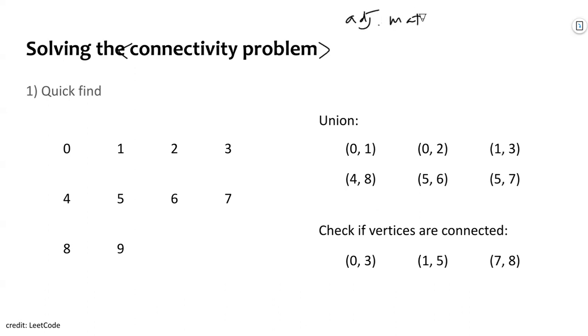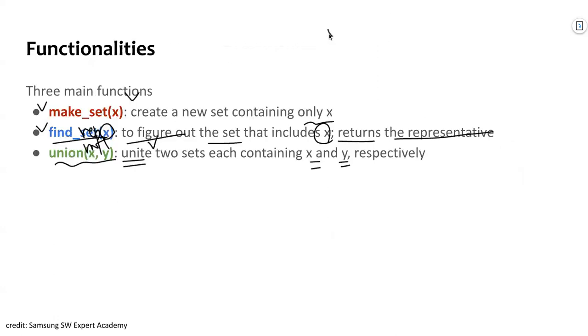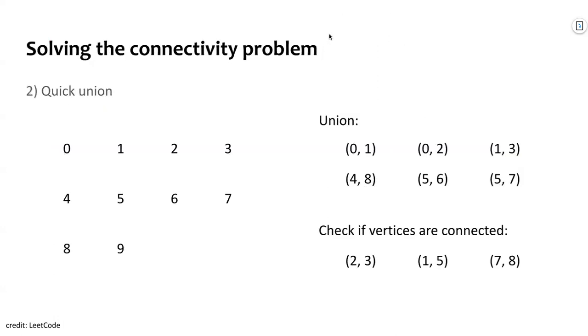Adjacency matrix or adjacency lists. However, these two representations are not good to solve the problems of connectivity. So we are introducing disjoint sets to solve the problem of connectivity. And in fact, there are two ways of implementing disjoint sets. The first one is quick find, and the second one is quick union. And I'm going to talk about quick find first.